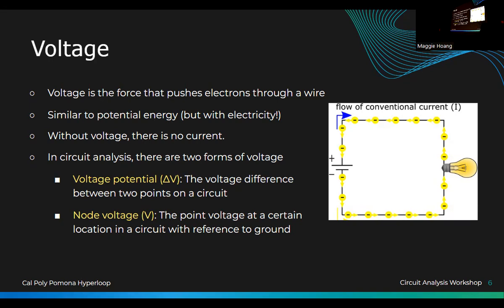And there's also polarity when it comes to voltage. So it's very important to place your plus and minus correctly. Let's say this battery was 5 volts, right? And I put the red probe over here and the negative probe over here. What would be the voltage across this light?